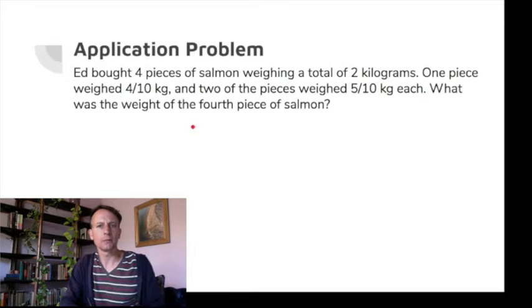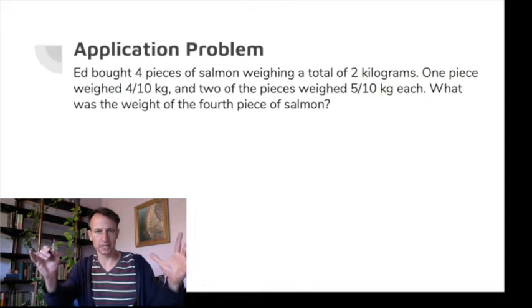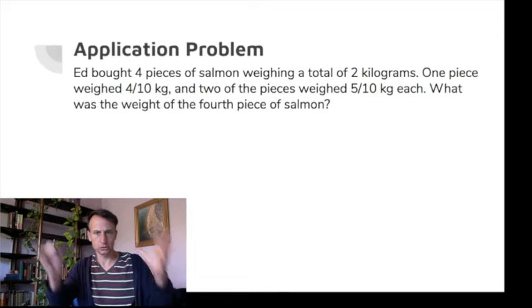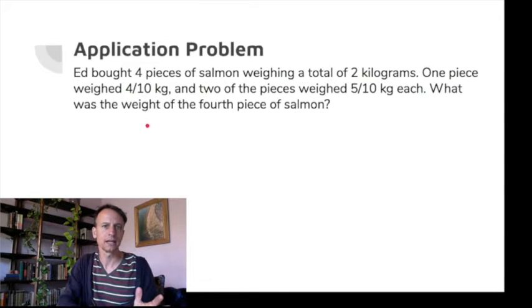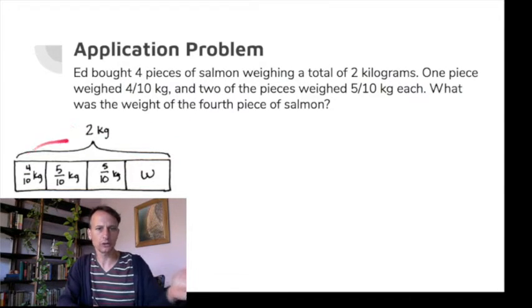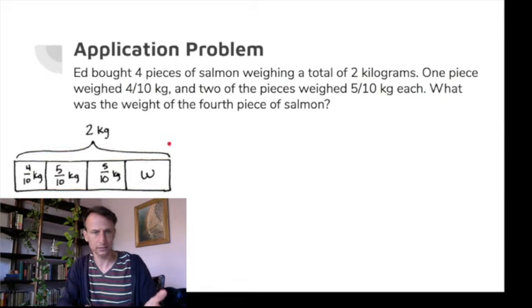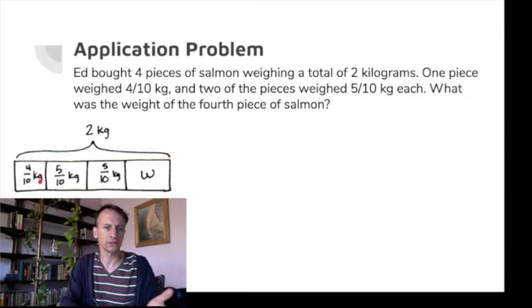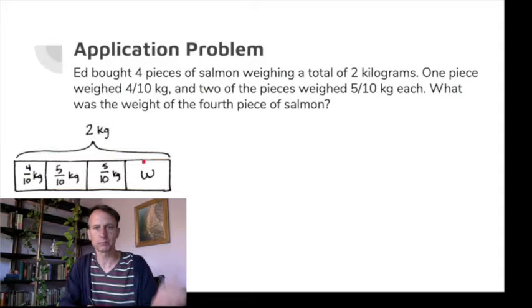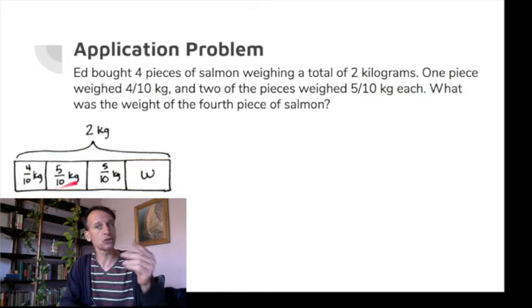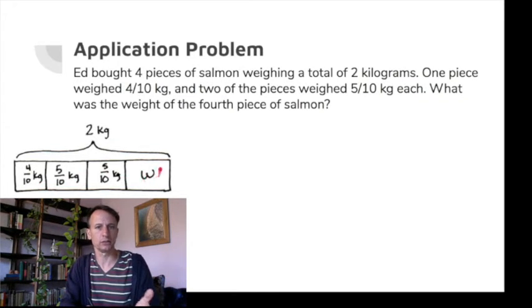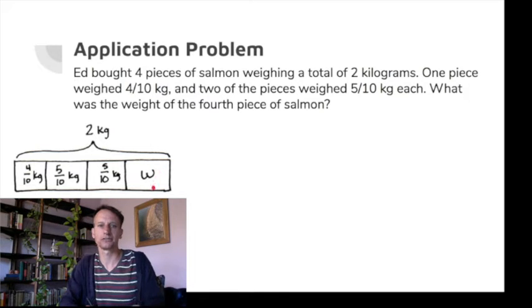So we have a total here, right? A total, the 2 kilograms. So our tape is going to be, the whole thing is 2 kilograms. And then we have 4 pieces. So 1, 2, 3, 4 partitions within that tape. We know that first one is 4/10 kilogram, and then 2 are 5/10 kilogram each, which leaves us with W for weight, trying to find the 4th piece of salmon.